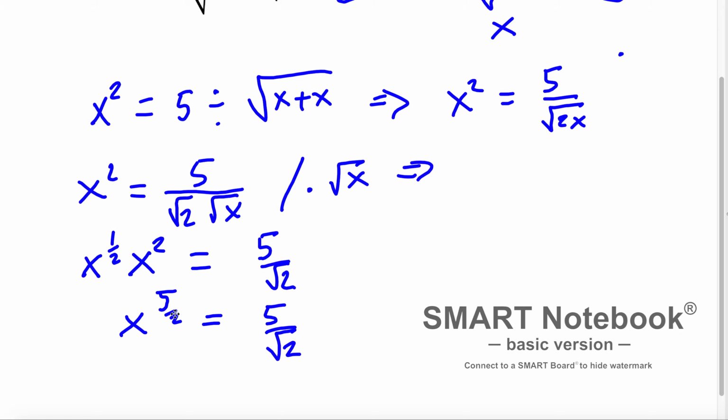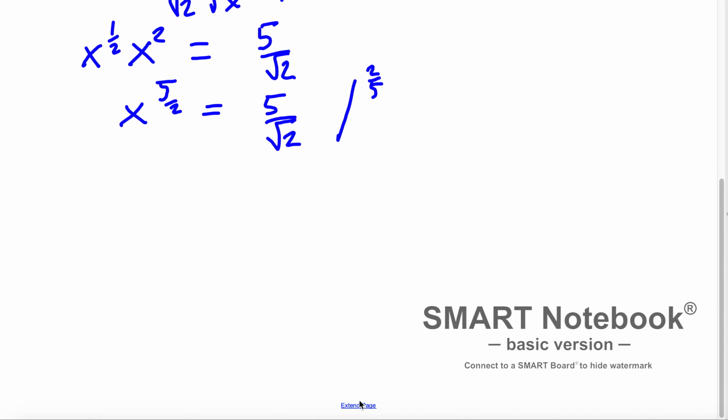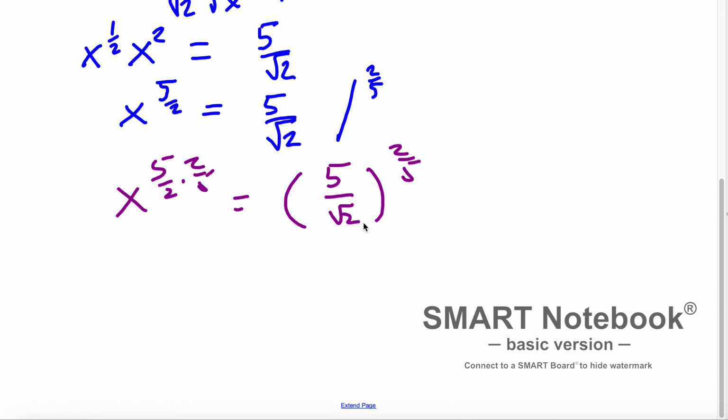And now because I have 5 over the square root of 2, I am multiplying the fraction exponent by 2 over 5. If I multiply everything by 2 over 5, we can get this form. So just let me get a different color. If we multiply everything, x to the 5 over 2 times 2 over 5, this is going to simplify everything. And on the other hand, here is going to be 5 divided by the square root of 2, and everything is times 2 over 5.